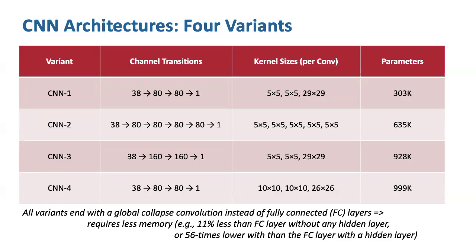One important thing to mention here is that normally in convolutional neural networks, we use fully connected layers as the last layer. But in this work, we use a global convolution layer as the last layer. This actually helps to reduce the number of parameters, 11% less than an FC layer that doesn't have any hidden layer. But if we introduce another hidden layer in our FC layer, then it can significantly increase our number of parameters and put pressure on our memory storage.